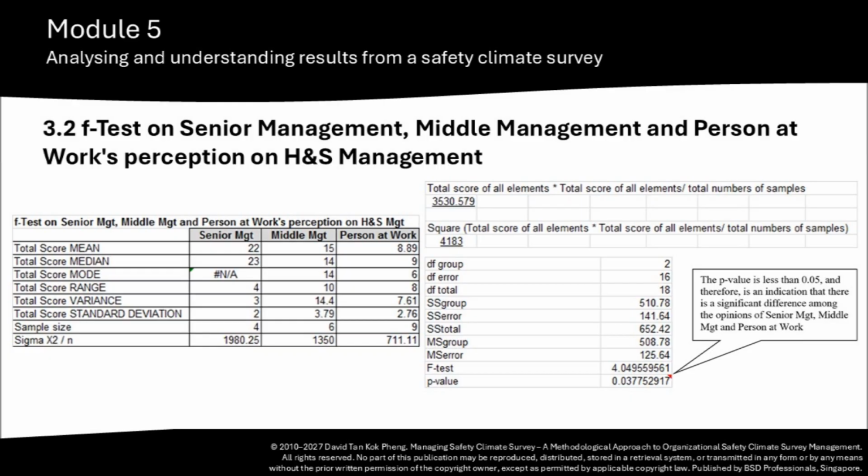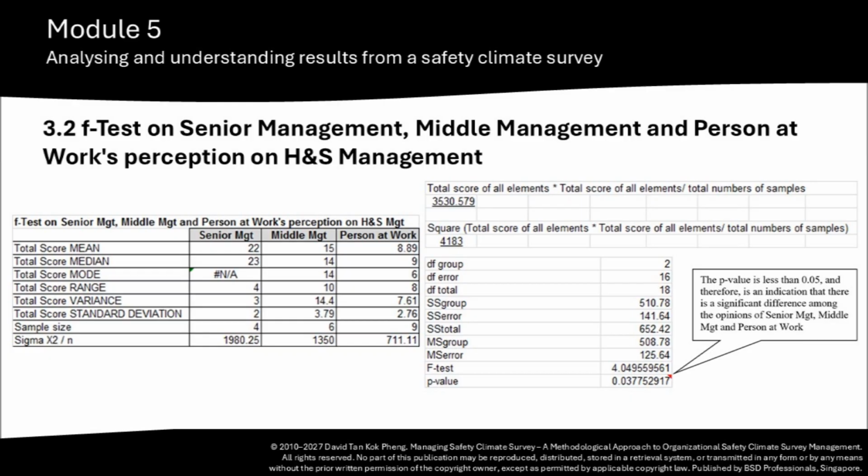The F-test compares the variation between the groups with the variation within the groups to determine whether the mean responses differ significantly. Based on the results, the calculated F-value exceeded the critical value, and the significance level was found to be less than 0.05. Therefore, the null hypothesis that all groups share the same opinion is rejected. The findings indicate that there are significant differences in opinions among senior management, middle management, and persons at work regarding the health and safety management system.